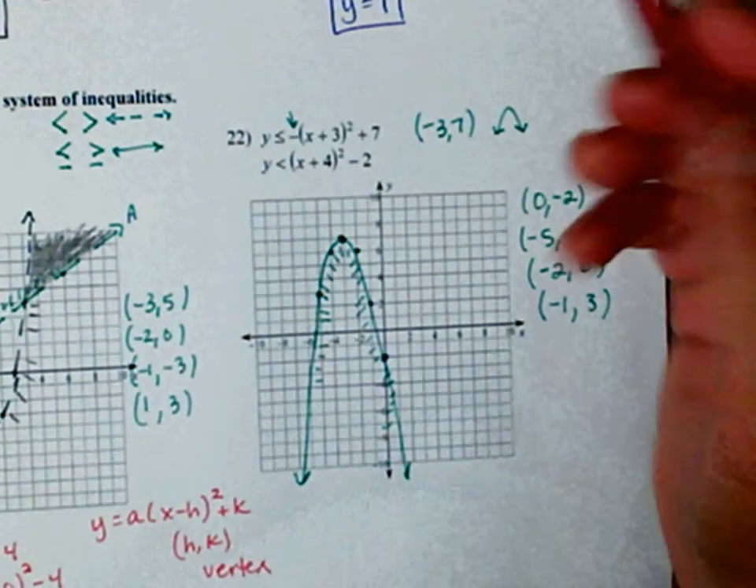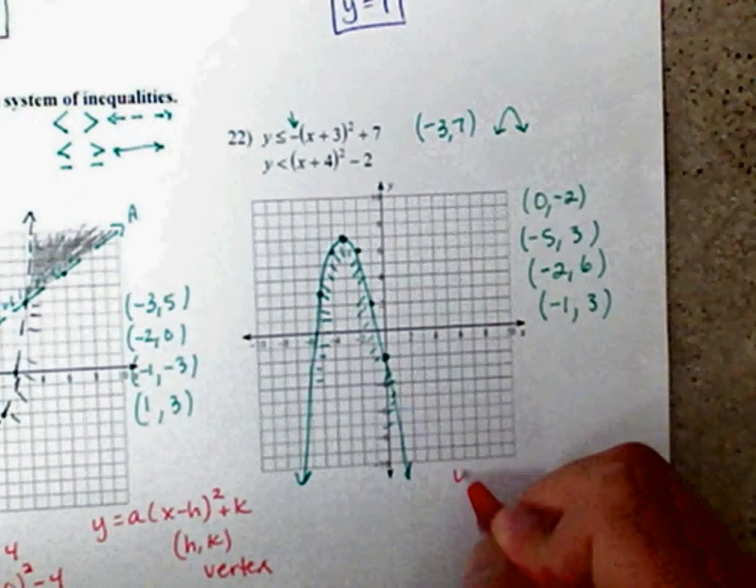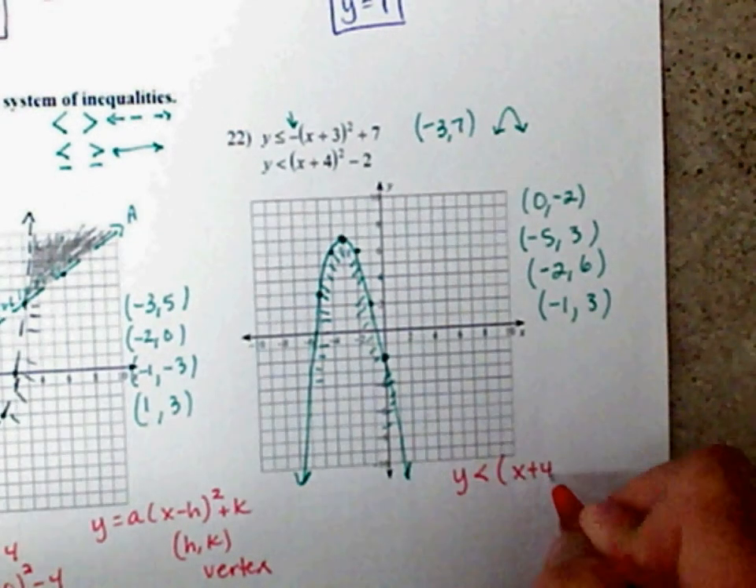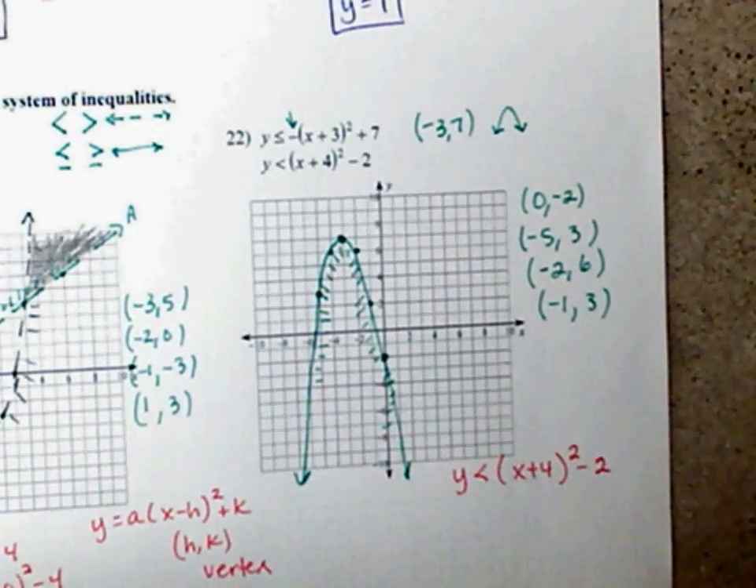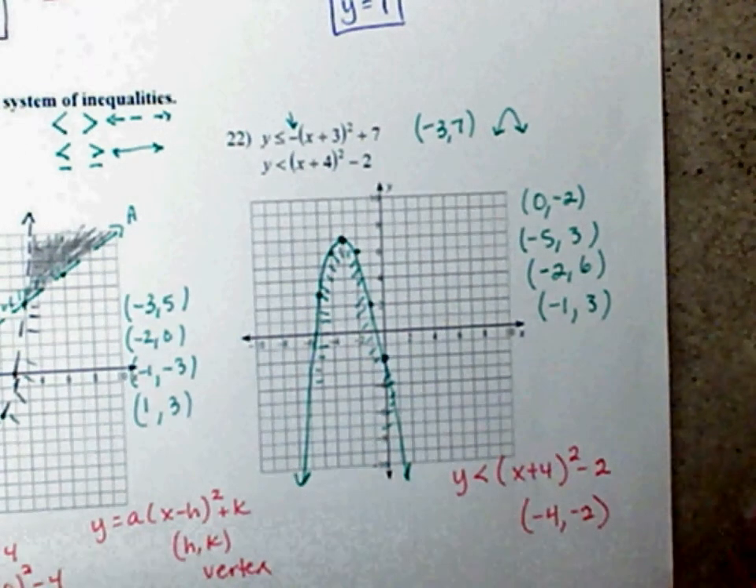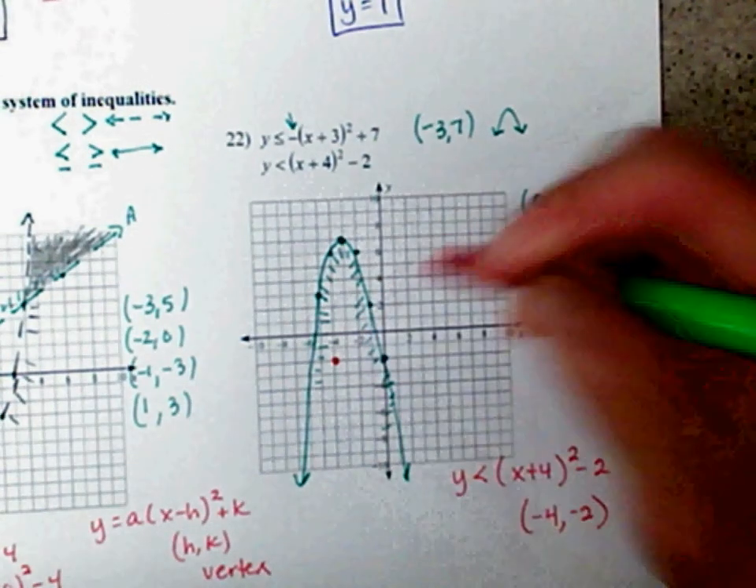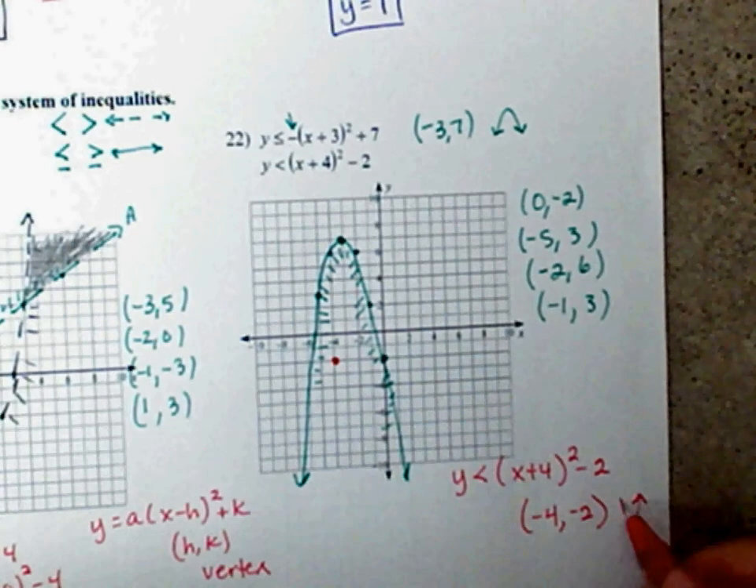Let's go on to the second one. Your vertex for the second one, I'm going to continue down here. y equals x plus 4 squared minus 2. So your vertex is negative 4, negative 2. Go to negative 4, negative 2. Okay? And that's a positive, so your parabola is going to point up.